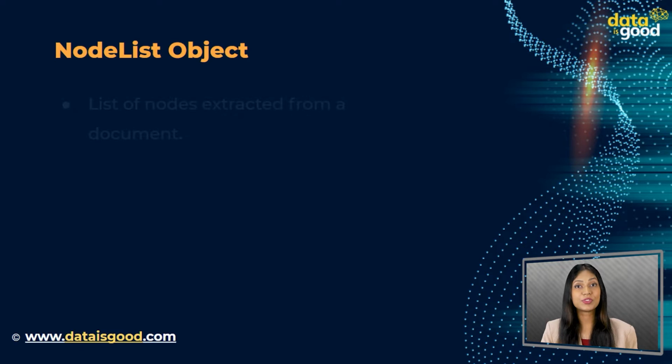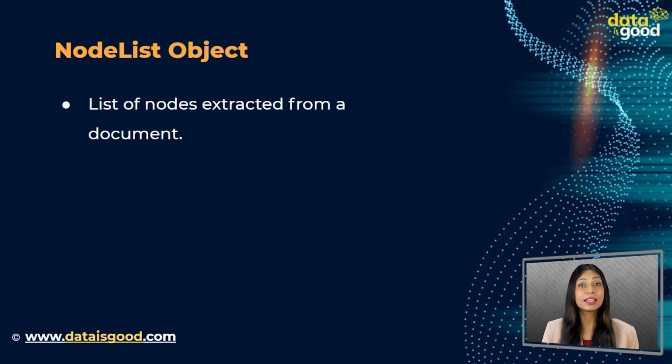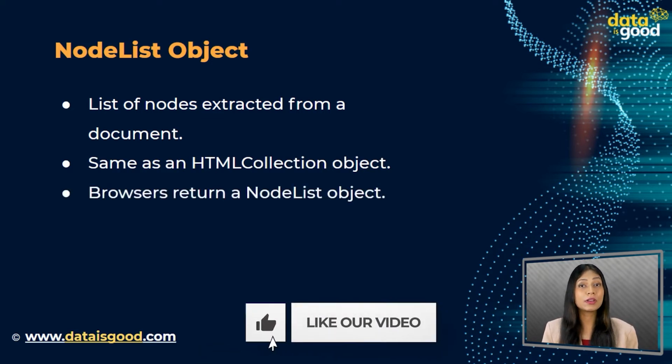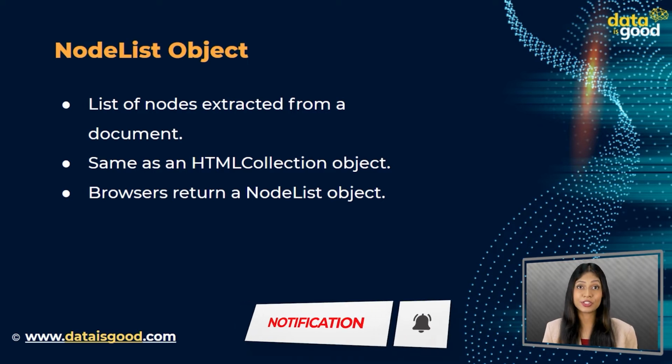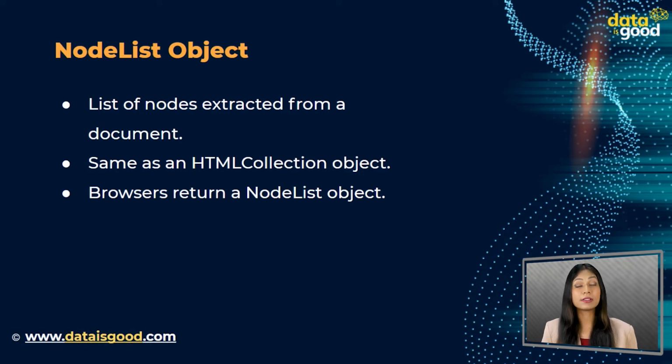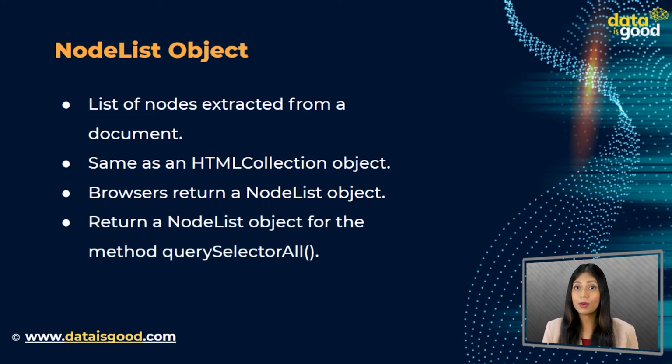A NodeList object is a list or collection of nodes extracted from a document. A NodeList object is almost the same as an HTML collection object. Now, some browsers may return a NodeList object instead of an HTML collection for methods like getElementsByClassName. All browsers return a NodeList object for the property childNodes. Most browsers return a NodeList object for the method querySelectorAll.